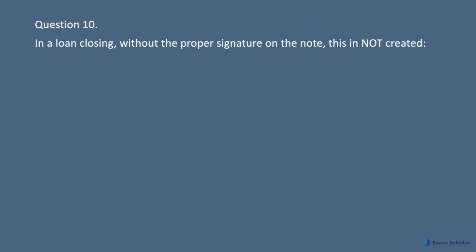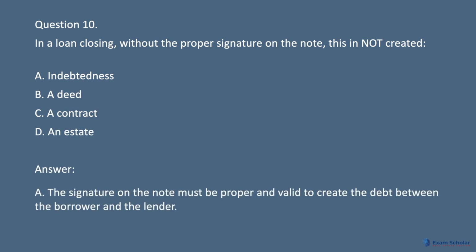Question 10. In a loan closing, without the proper signature on the note, this is not created. A. Indebtedness. B. A deed. C. A contract. D. An estate. Answer. A. The signature on the note must be proper and valid to create the debt between the borrower and the lender.